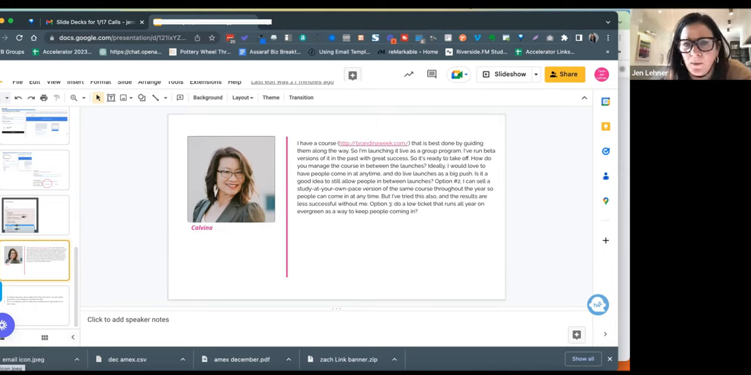Option three, do a low ticket that runs all year on Evergreen as a way to keep people coming in. Okay, in the School of Front Row VIP, we take option three off the table. We don't discount. That's just my rule. You can take it or leave it, but I don't like the idea of discounting your products. There are other ways to do something similar to a discount, but don't discount.